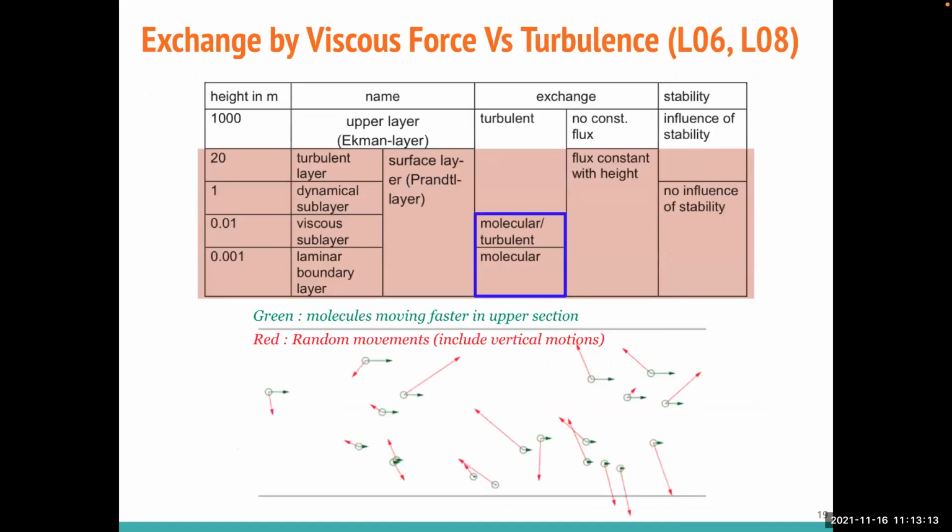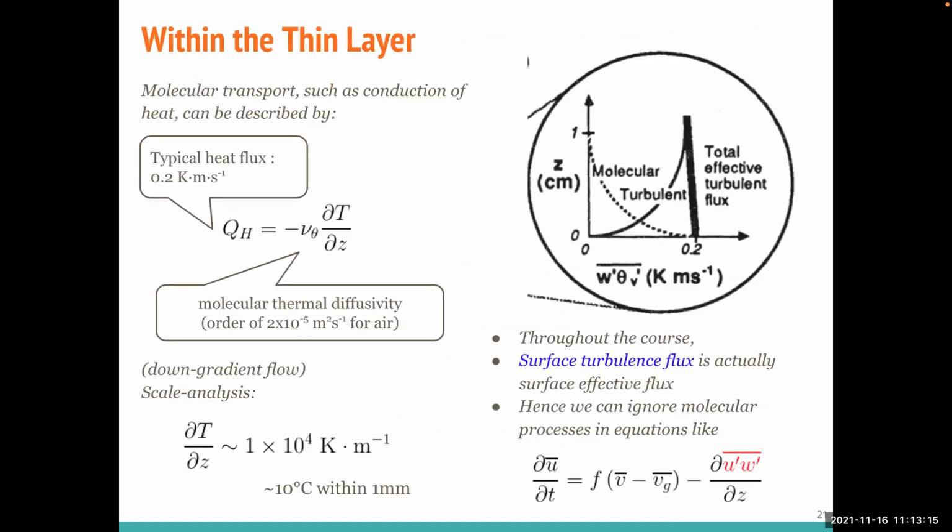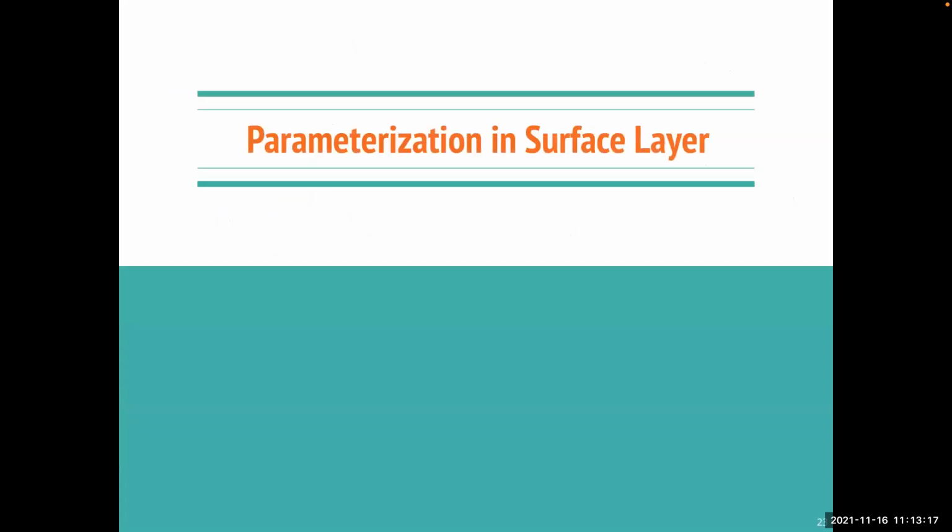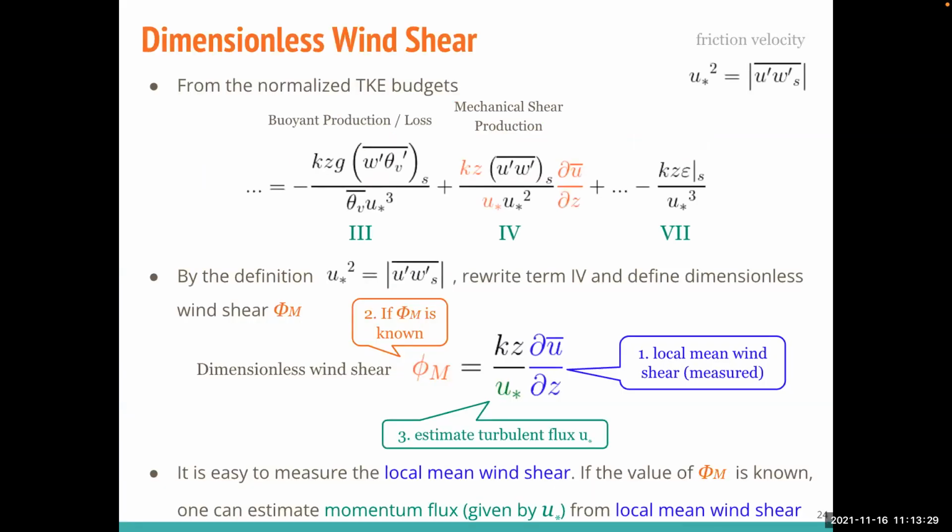Okay, we'll have further elaboration on the Obukhov length stability term. So we need another family of parameterization in the surface layer.